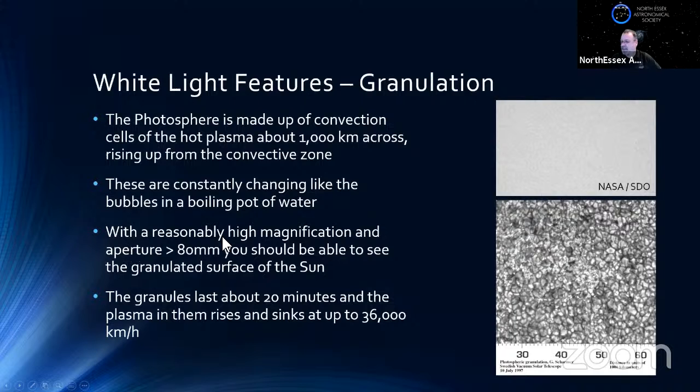With reasonably high magnification and an aperture above about 80 millimeters, with a reasonably large telescope and a bit of magnification, you should start to see the granulation. The picture at the top is pretty much what you'd expect to see through a small to medium-sized telescope, this speckly appearance. Granules last about 20 minutes in the plasma. They rise up, they cool, and then they sink. They're moving at about 36,000 kilometers an hour, so they're going pretty quickly.